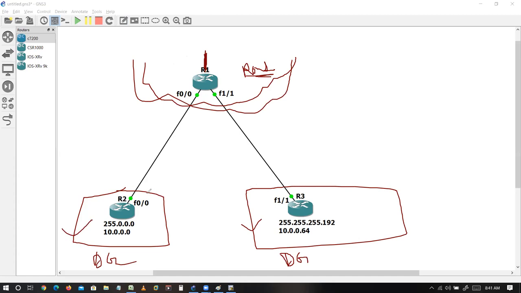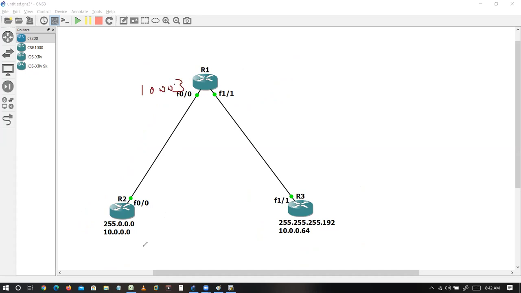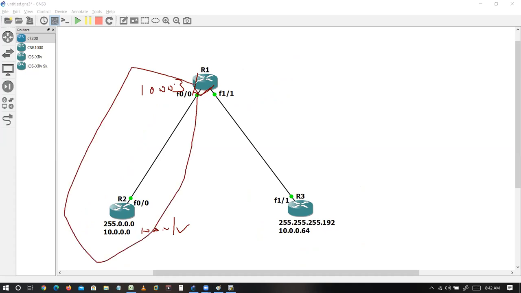Routers' F0/0 will also have an IP, and that IP should be in the same subnet as R2's F0/0. Yes, correct, because this network should be in the same subnet. That is mandatory. So what IP have you configured here? I have configured 10.0.0.3 here, and here 10.0.0.2. But right now the mask is different here. Whenever we deploy these things, we try to use the same mask so the addresses are in the same subnet. This is just an example that we are using. And what IP address have you used on F1/1 of R1? Here we are using, I think, 75, and here we are using 70.